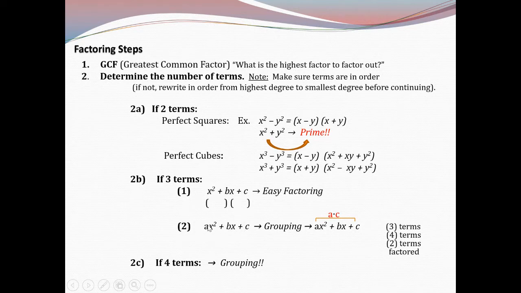There are two ways to factor this type of expression. The first one is called trial and error, which I believe is 6.3 in Math 0305. But I like to use grouping instead because it seems easier for the students. This is the one that I'm going to show you during this PowerPoint. And then finally, if you have 4 terms, it's going to be done by grouping.